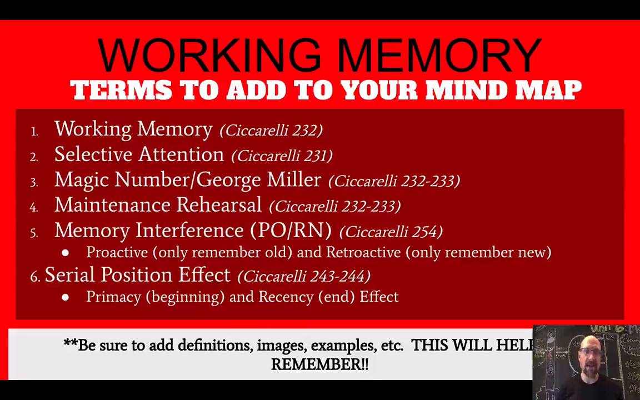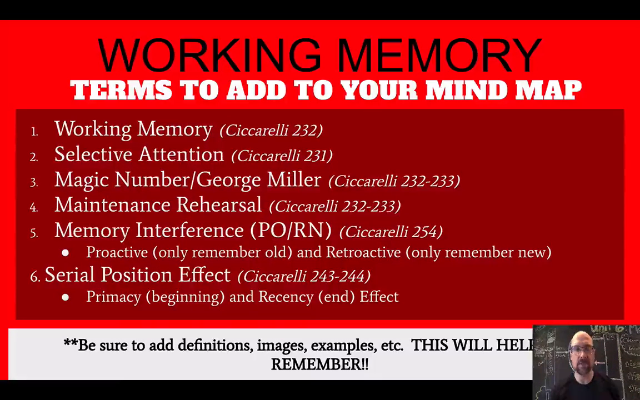Okay, things to add into your mind map, and again, we'll talk about these things in class, and you have the textbook pages linked up here as well. Working memory, another name for short-term memory. Selective attention is how we encode things into working memory. George Miller studied the capacity of working memory using digit span, and he found the magic number is 7 plus or minus 2. We can maintain things in short-term memory using what's called maintenance rehearsal. So it's just thinking about them over and over.